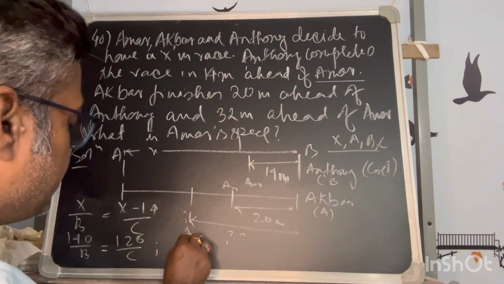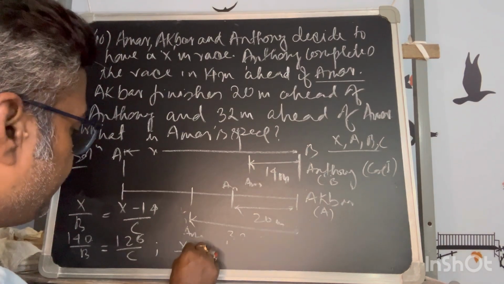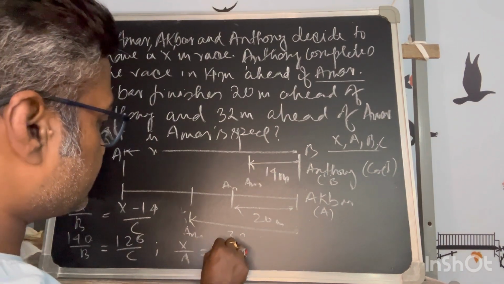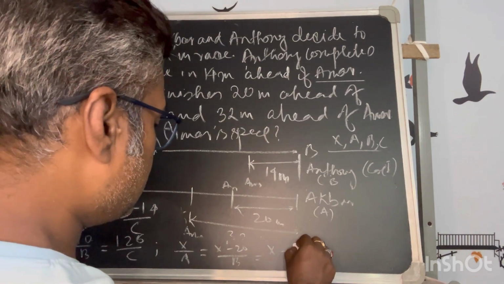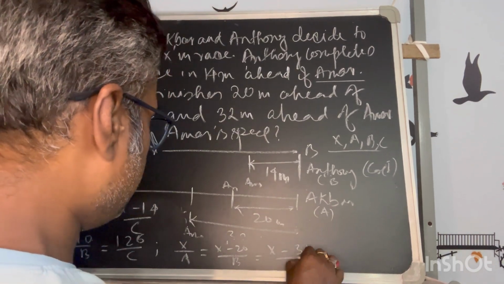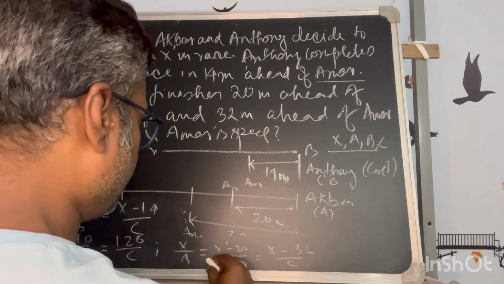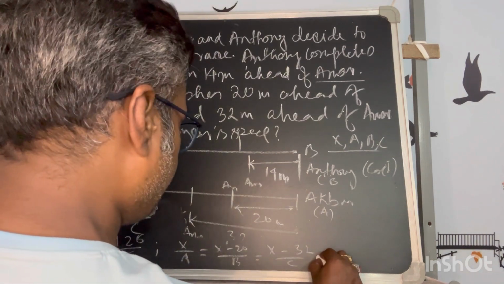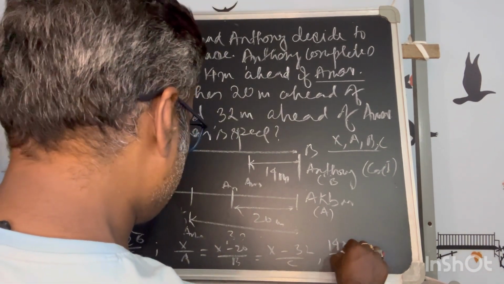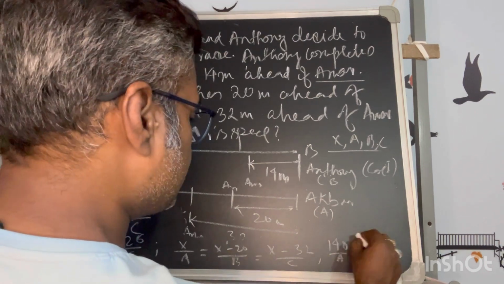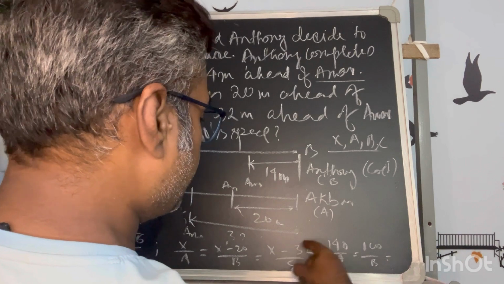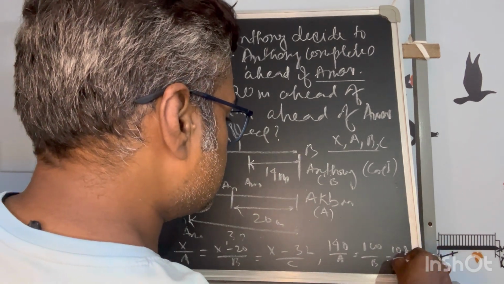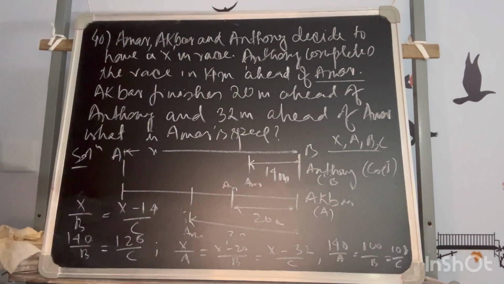Second, x minus x by a is equal to x minus 20 by b, x minus 32 by c. So x by a is equal to 140 by a. So 140 by a here is equal to 140 minus 120 by b, that is equal to 140 minus 108 by c. Okay, now individually we can calculate b and c.